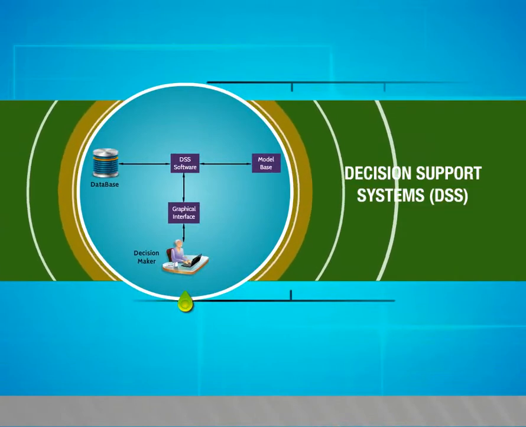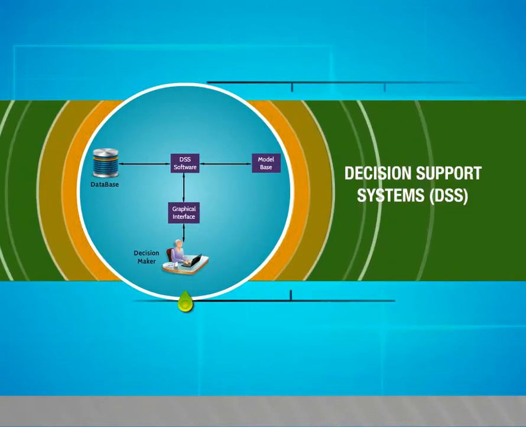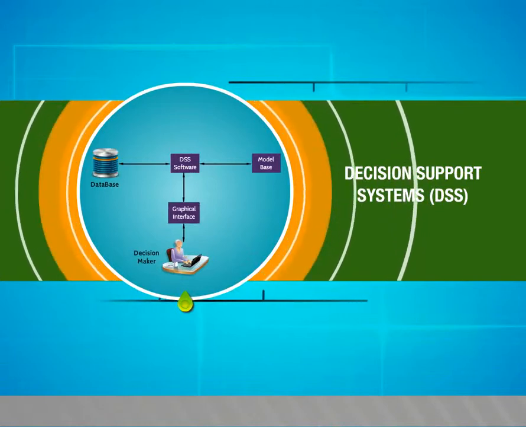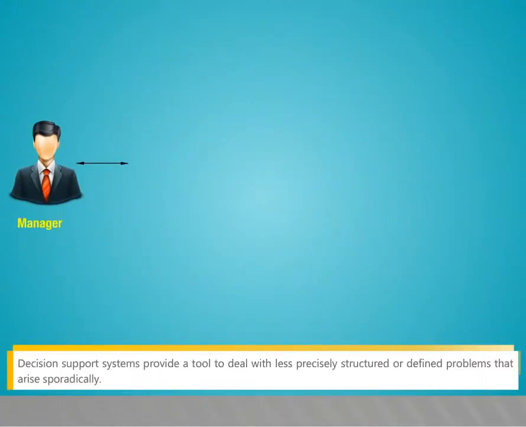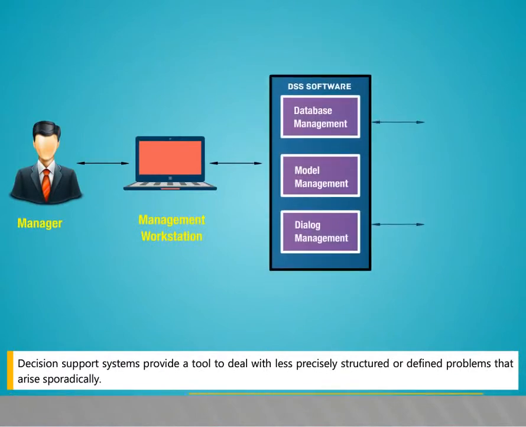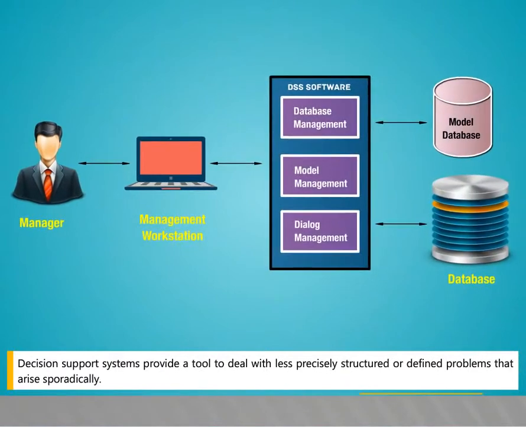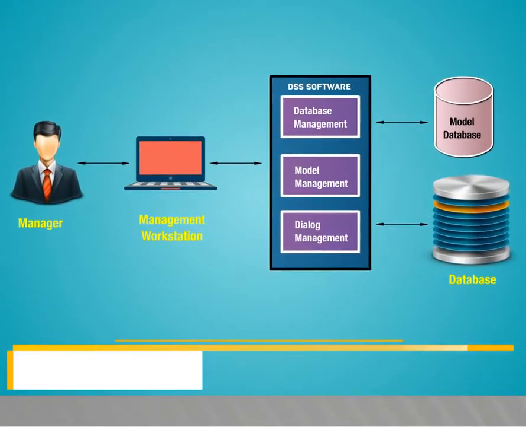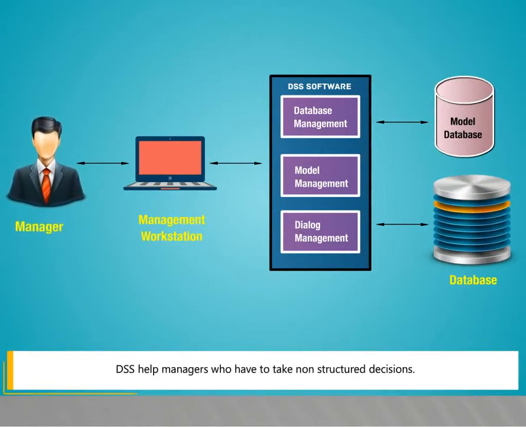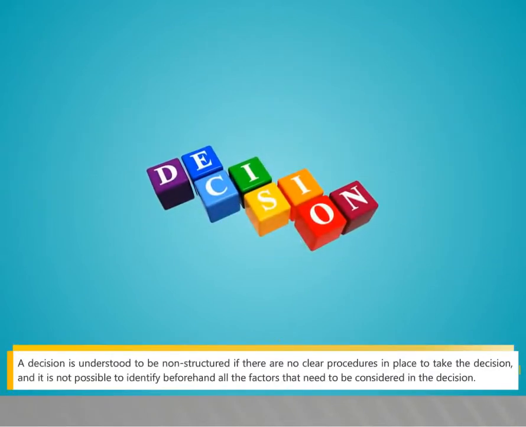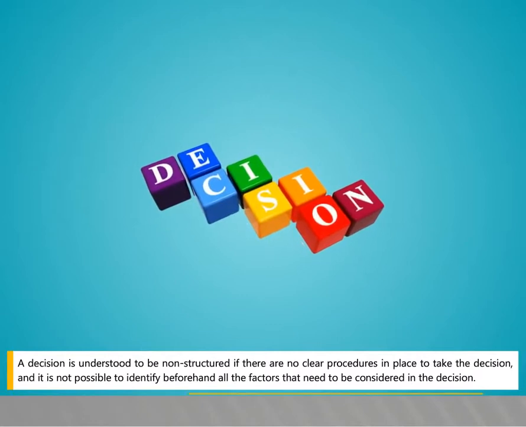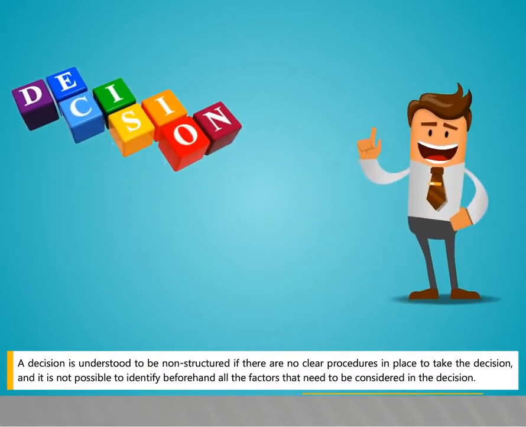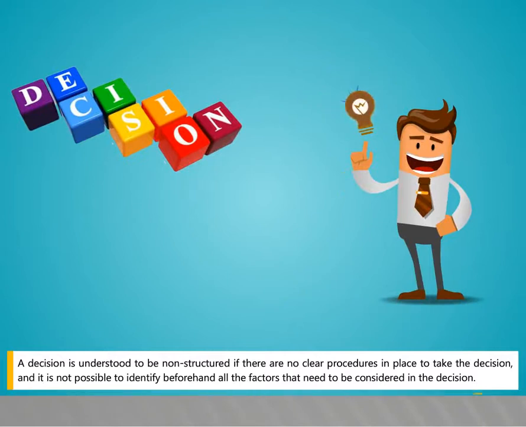Decision Support Systems (DSS). In this video, we are going to see about Decision Support Systems (DSS). Decision support systems provide a tool to deal with less precisely structured or defined problems that arise sporadically. DSS help managers who have to take non-structured decisions. A decision is understood to be non-structured if there are no clear procedures in place to take the decision, and it is not possible to identify beforehand all the factors that need to be considered in the decision.